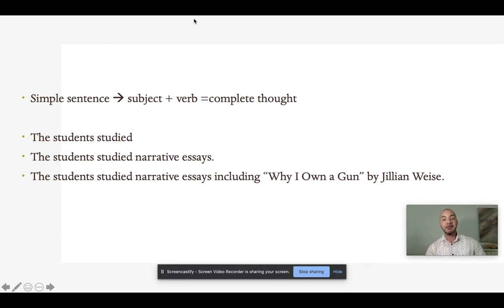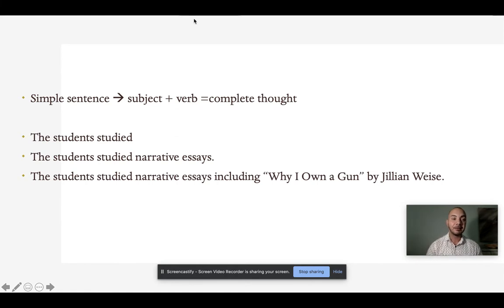As we've talked about in previous weeks, a simple sentence includes a subject and a verb. That is, a person, place, or thing that is doing an action. And those two things together equal a complete thought. So on this page, you'll see three examples of simple sentences. We have the students studied. In this case, students is the subject. It is the person, place, or thing that is doing the action, and the action is to study.